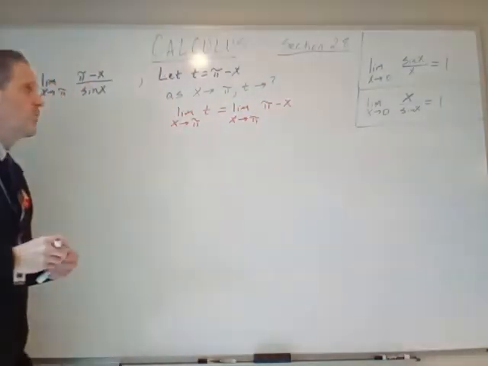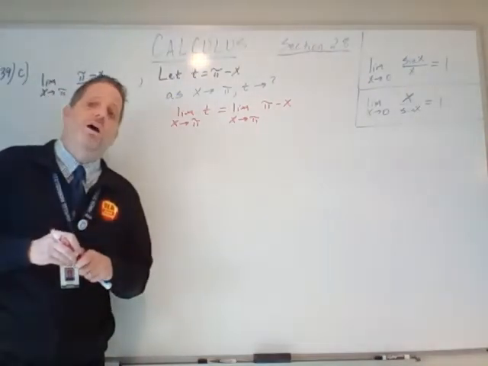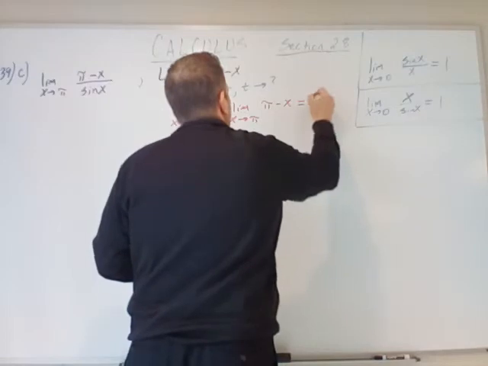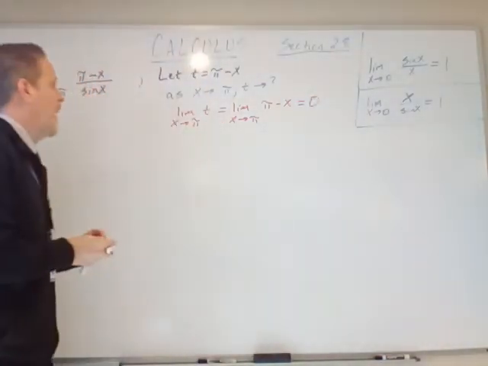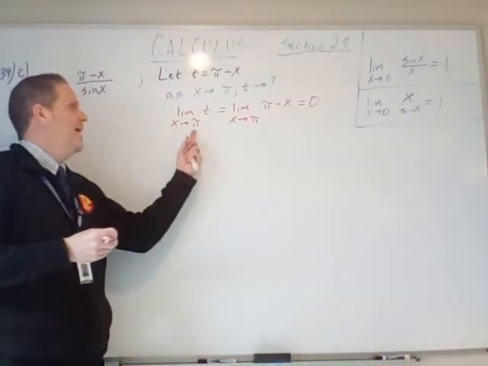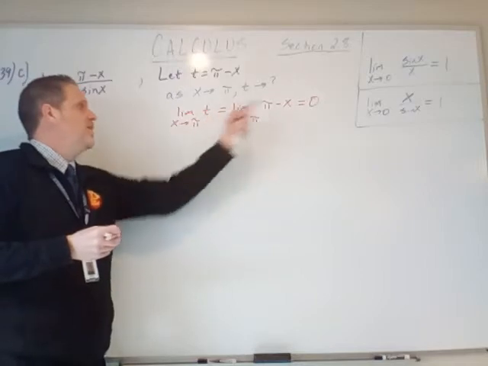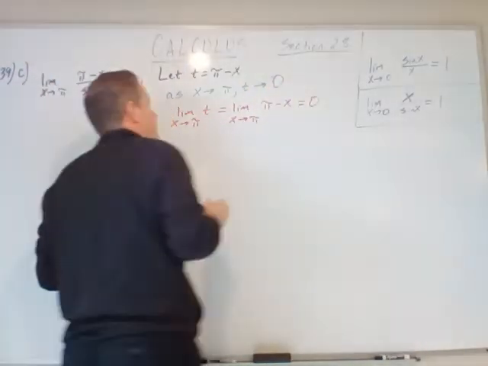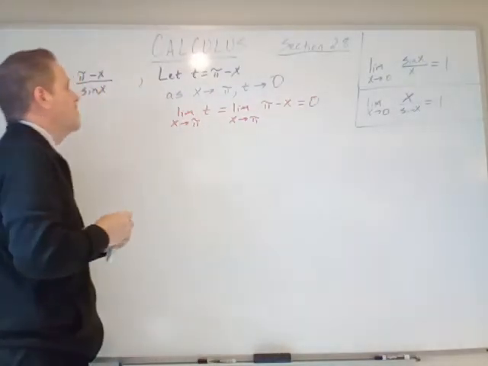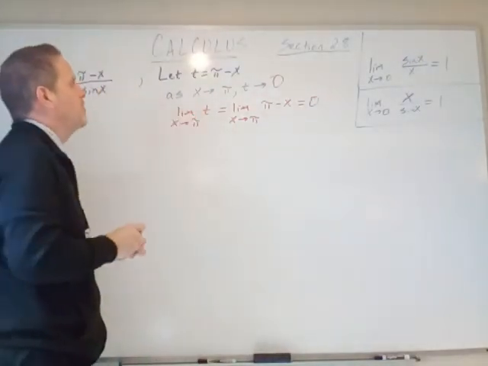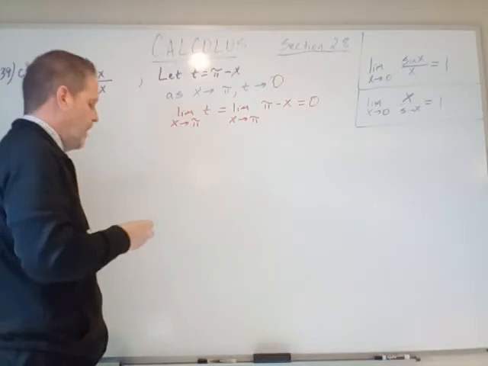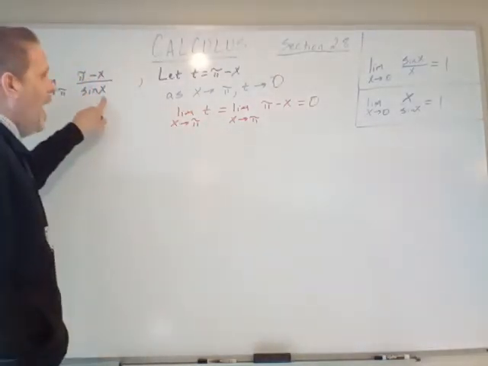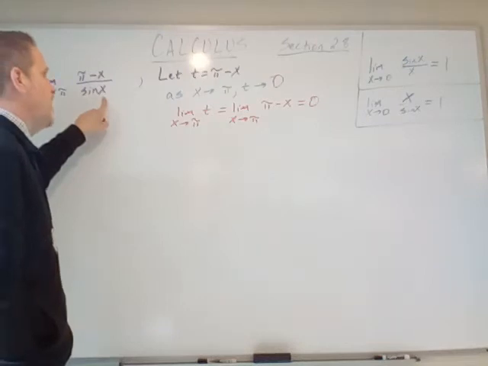And right there, we're dealing with a polynomial in itself. We can use direct substitution. So we get 0. So as x approaches pi, t goes to 0. So this question mark here is 0. So as x approaches pi, t approaches 0. The other thing we're going to have to worry about is we're going to need to replace x over here in terms of t.